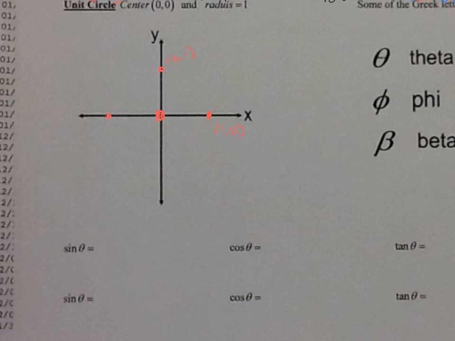I would go to the left 1 unit. This point here would be -1, 0. And I would go down 1 unit. And this point here would be 0, -1.